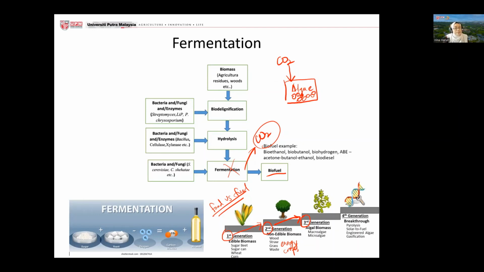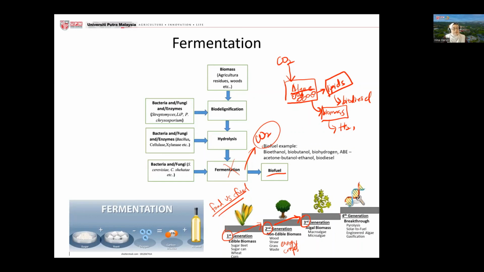It can either be from algae itself, because algae also produces a lot of lipids, and lipids here can be turned into biodiesel. And algae biomass itself can be used to produce other things, hydrogen, bioethanol even. There's so many different things that you can produce from the biomass, right?